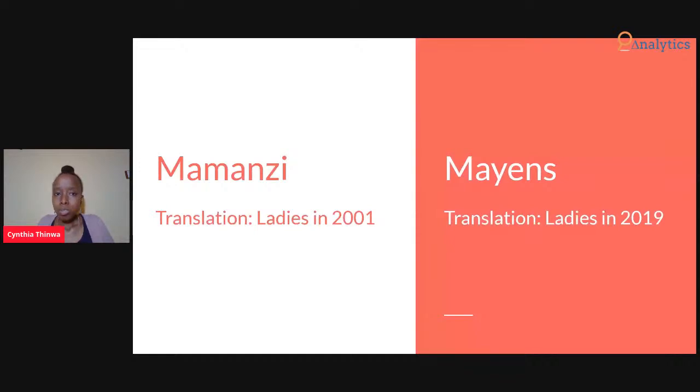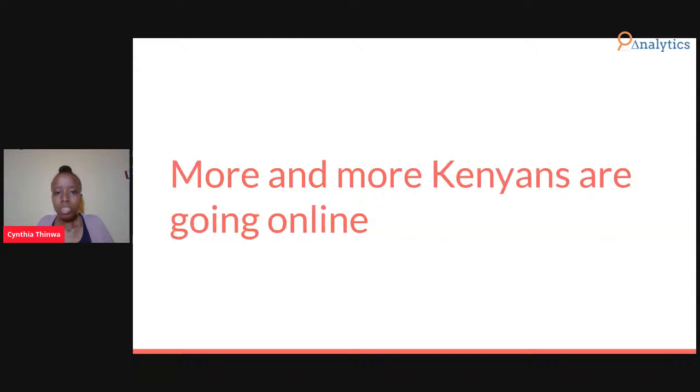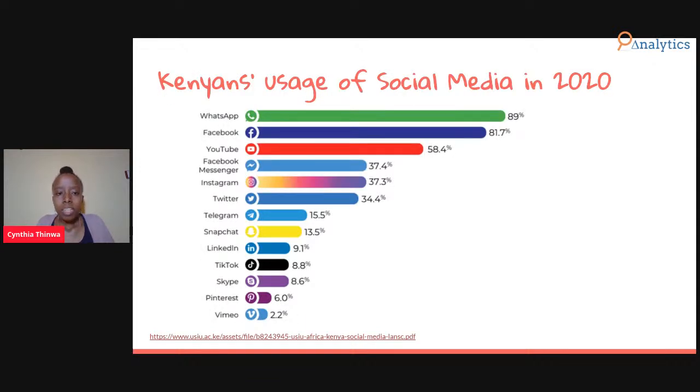Because of this linguistic diversity and the fact that there could be changes in the languages as shown by Sheng, our approach has to be language and time agnostic. More and more Kenyans are going online. If we look at the same data, we'll find that online platforms are the third largest platforms used for mass communication. When we look at how they use social media based on 2020 data, we'll find that WhatsApp is the most dominant social media platform, and there's also quite a number of people who are on Twitter.